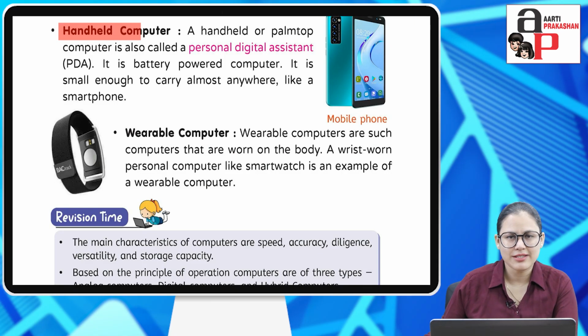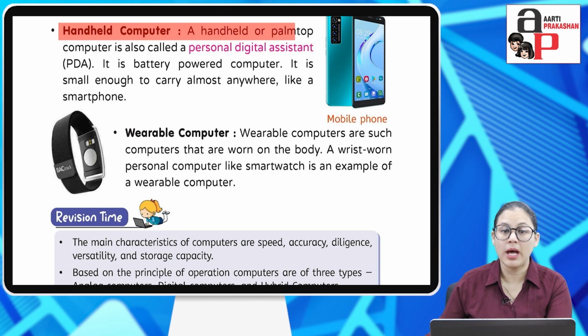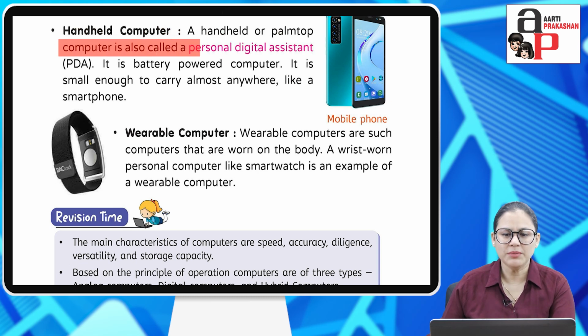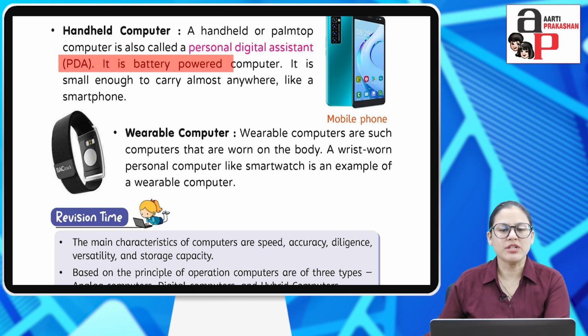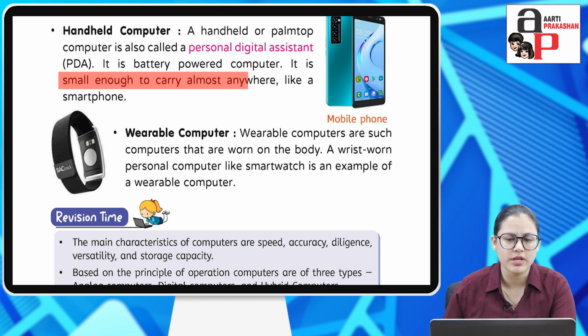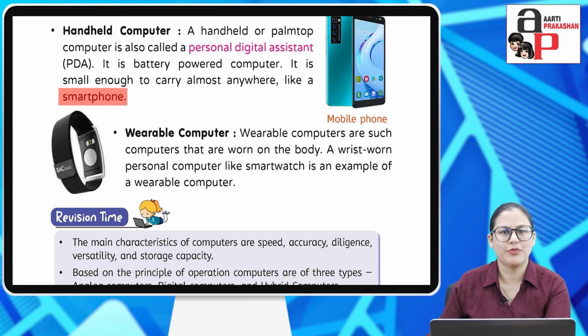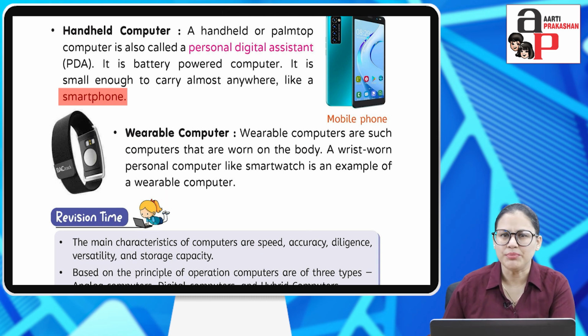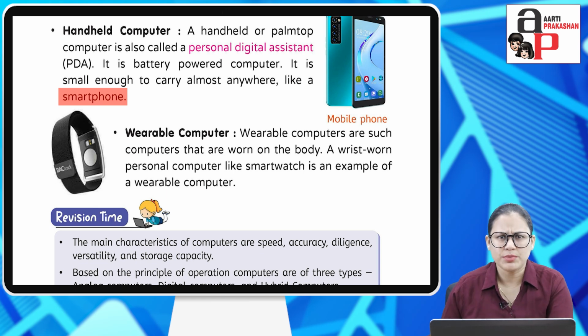Next is the handheld computer. A handheld or palmtop computer is also called a personal digital assistant, that is PDA. It is a battery powered computer. It is small enough to carry almost anywhere, like a smartphone. So handheld computer means the computer which we can hold in our hand. This is also portable because of its smaller size, and it is a battery powered computer, right?